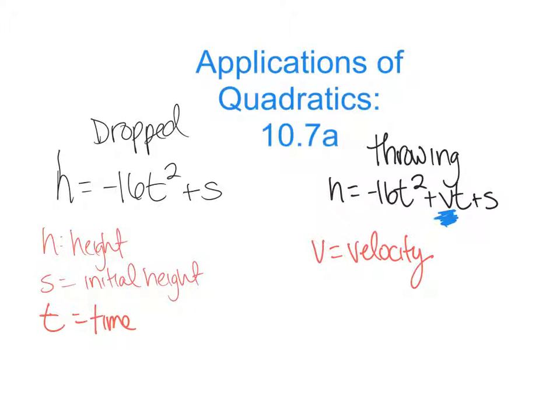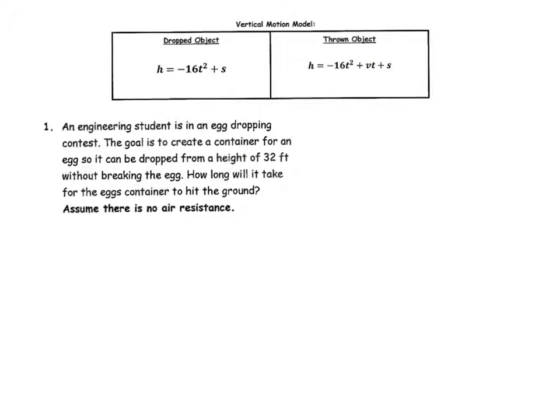Okay, so let's get started. Number 1: an engineering student is in an egg drop contest. The goal is to create a container for an egg so it can be dropped from a height of 32 feet without breaking the egg. How long will it take for the egg's container to hit the ground? There's no air resistance, meaning the wind is not blowing to make the egg drop faster or something like that. So we're going to use obviously the dropped equation. Here's the dropped equation: negative 16t squared plus s.